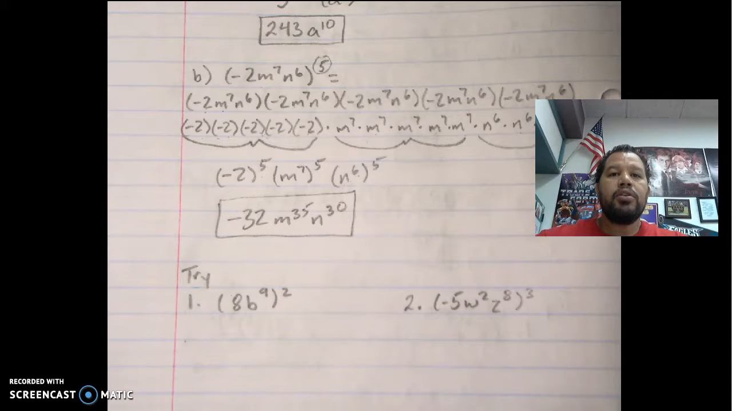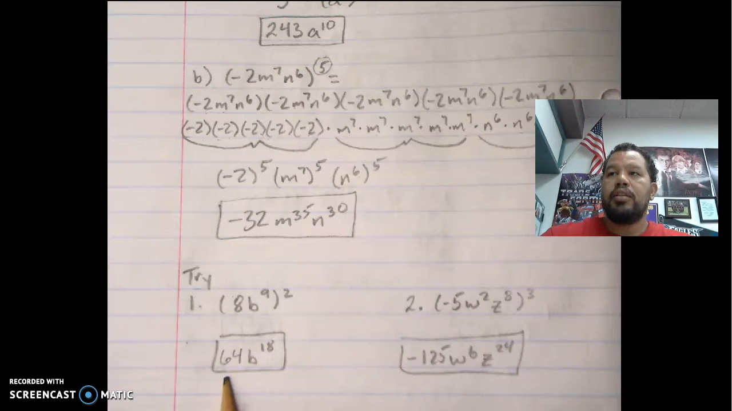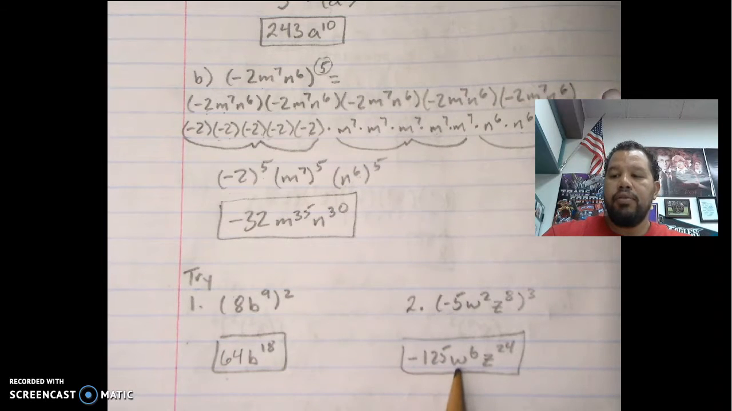Did you get the following answers? 64, b to the 18th, and negative 125, w to the 6th, z to the 24th power.